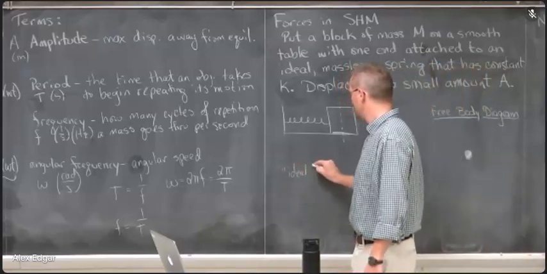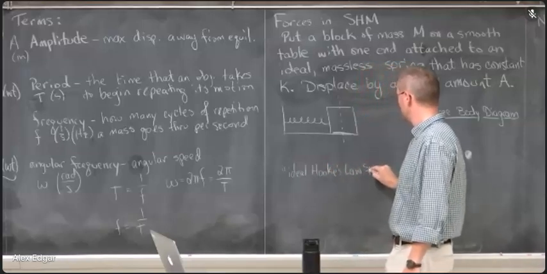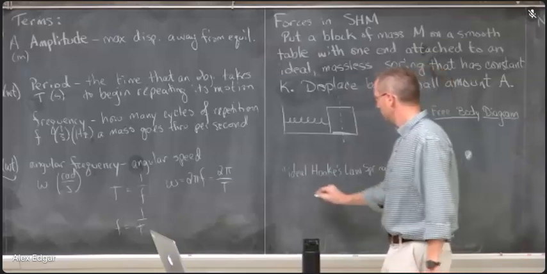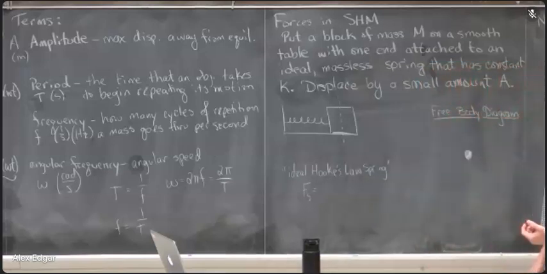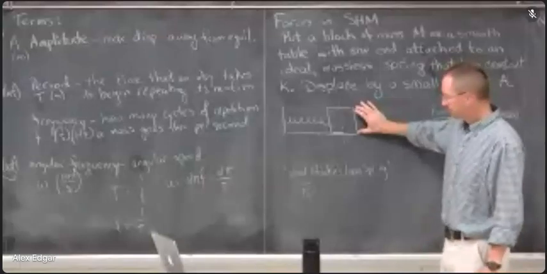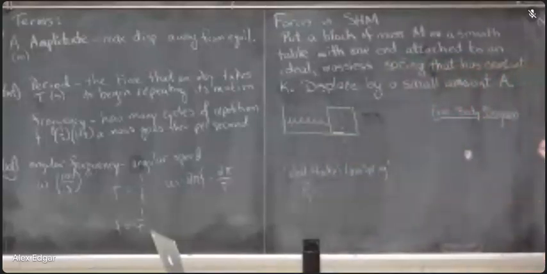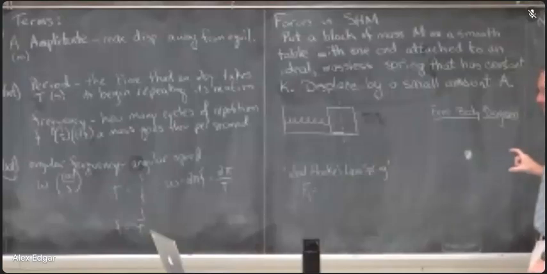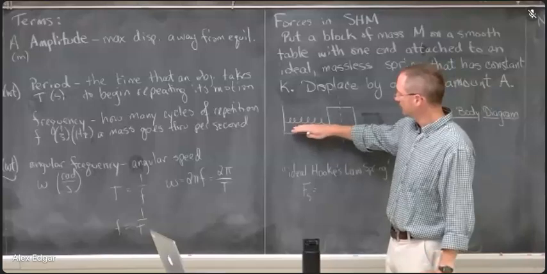Now, an ideal Hooke's law spring is one in which the force generated by the spring is directly proportional to how much that spring gets stretched. So if I pull this mass to the right by 1 centimeter, the spring is going to produce 1 centimeter's worth of pullback. If I pull it over by 2 centimeters, then it will produce 2 centimeters of pullback, and it will be directly related to how stiff that spring is.